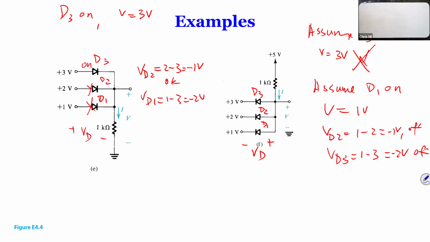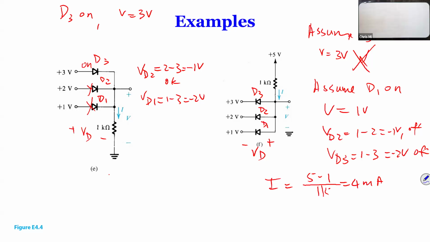So if they were all on, that means V would have 3 different voltage values. You cannot have that, right? Right, that's absolutely correct. So of course, finally you can calculate the current, equal to 5 minus 1 divided by 1K. It gives you 4 milliamps.